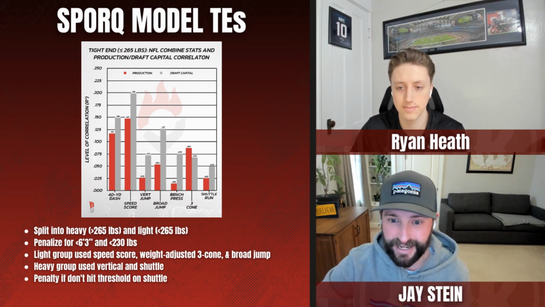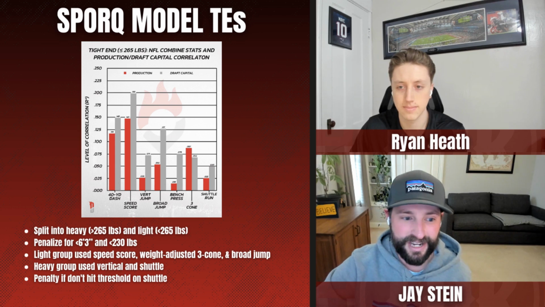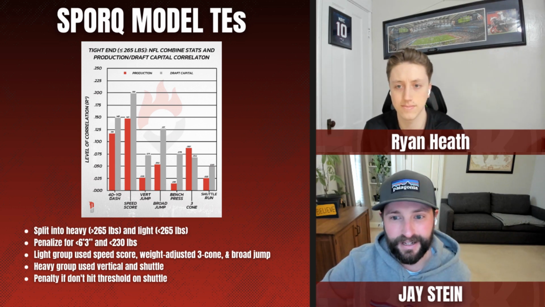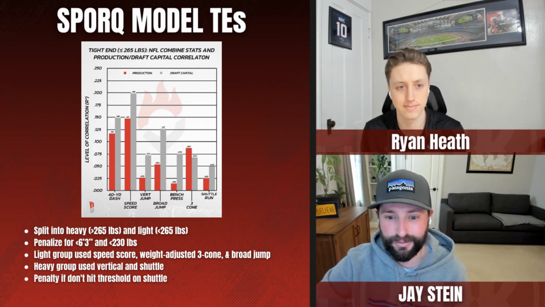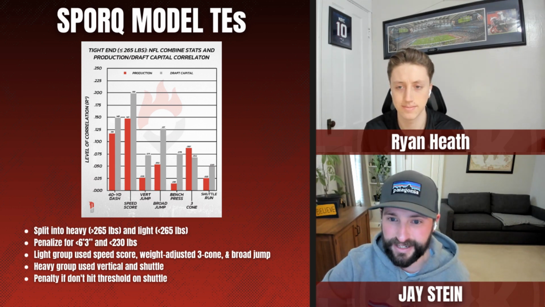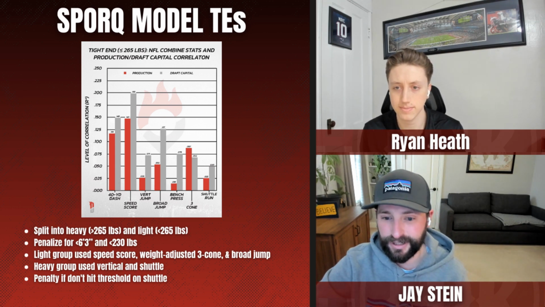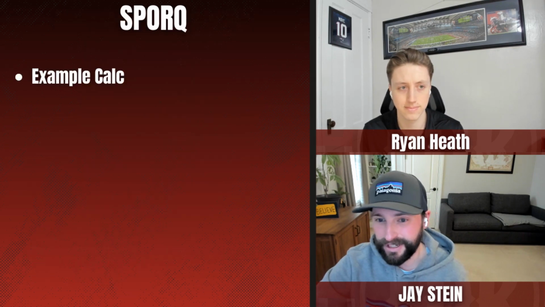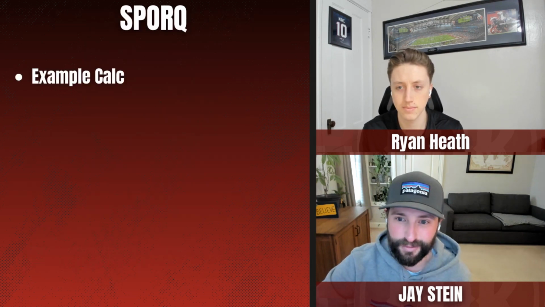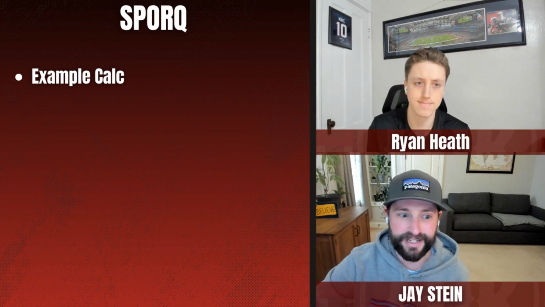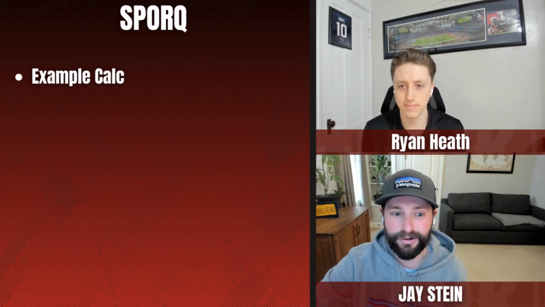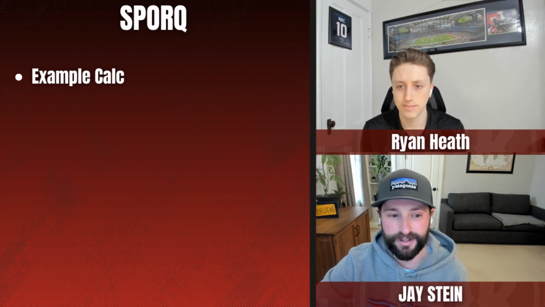So now for tight ends, I think we're going to go through an example here on how to calculate the tight end Sporq score. But remember, we're talking about tight ends less than 265 here, and we're going to use speed score, weight adjusted 3-cone, and broad jump. If you were to take this Sporq calculation for the tight ends, you can use a theoretical player or an actual player. How would you walk somebody through that particular calculation?